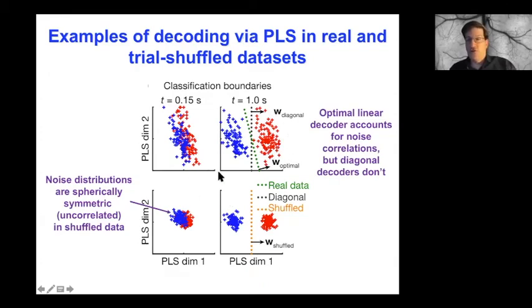Whereas when we trial shuffle the data, we shuffle the responses amongst trials of a given stimulus type, you can see that they become much more circularly symmetric. So in this space of reduced dimensionality, we can create our linear decoders.